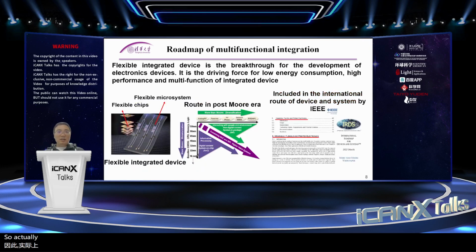So actually, we know for the semiconductor development, we have the roadmap for the integrated device. Now we list the flexible chips into the roadmap for the integrated IC, because now we know the More than Moore law. For the More than Moore law, we want to integrate the different function devices or functional units into the system. For example, we can integrate the MEMS, we can integrate the RF and other units into one chip. So the flexible electronics naturally has this function.